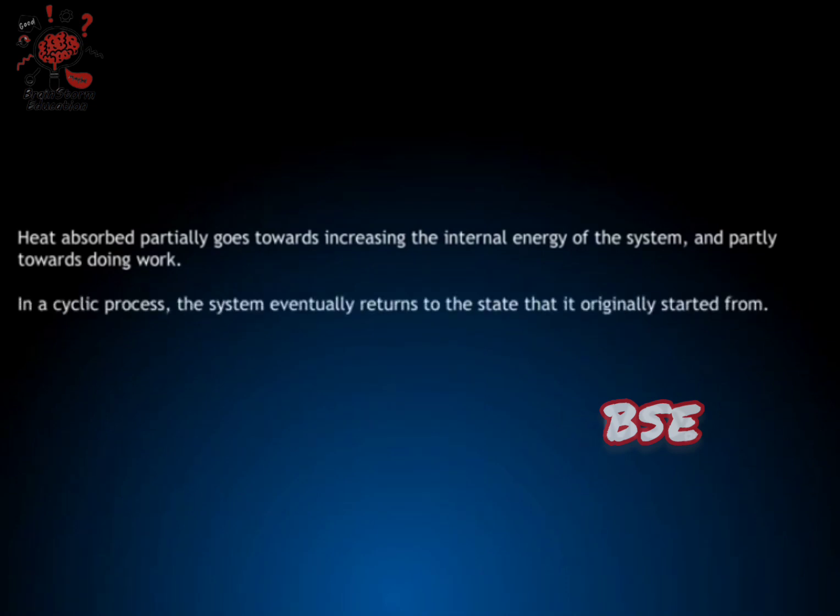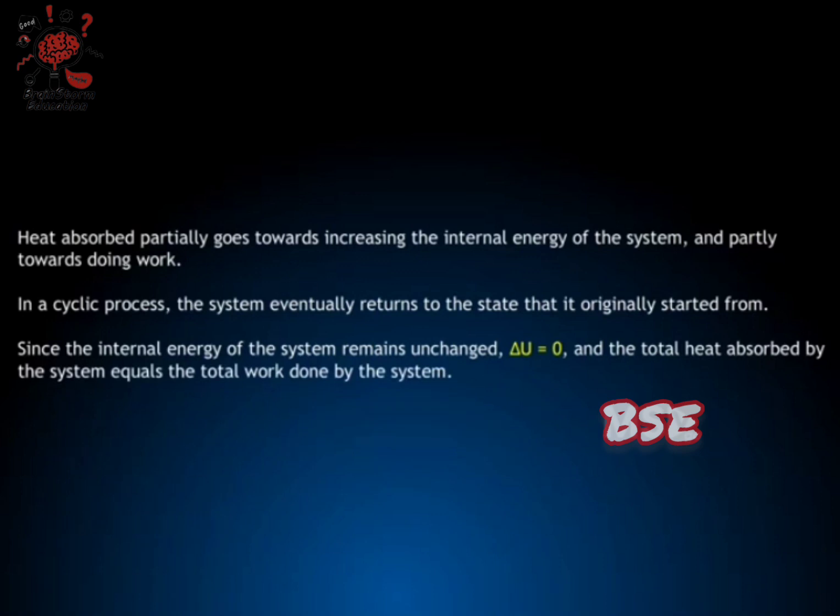In a cyclic process, the system eventually returns to the state that it originally started from. Since the internal energy of the system remains unchanged, delta U equals 0, and the total heat absorbed by the system equals the total work done by the system.